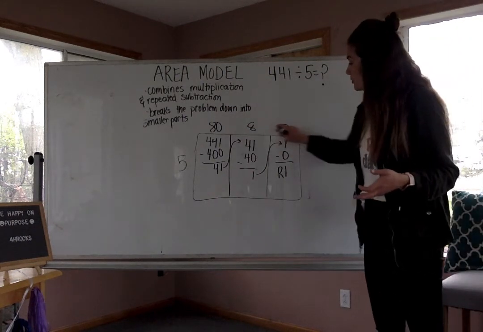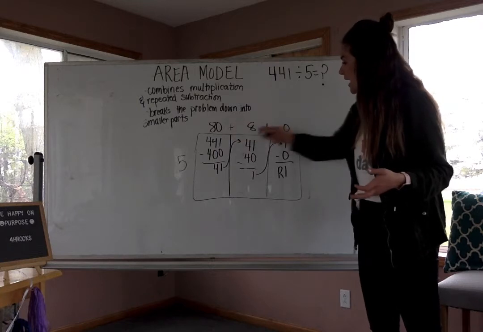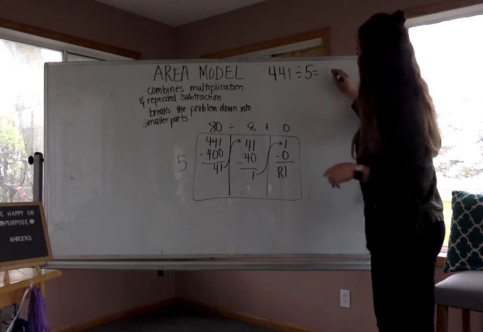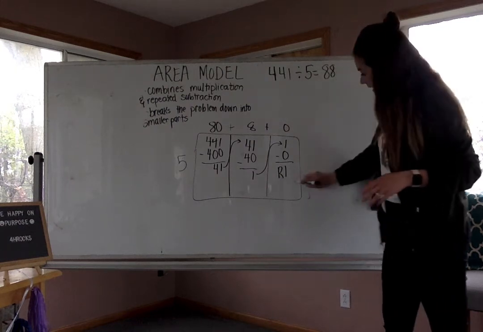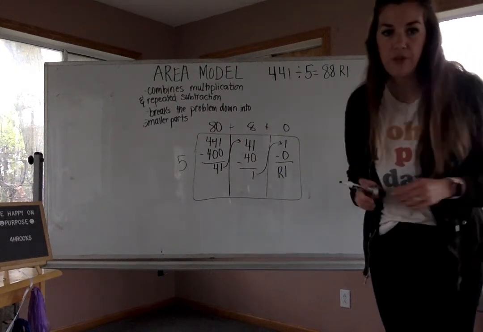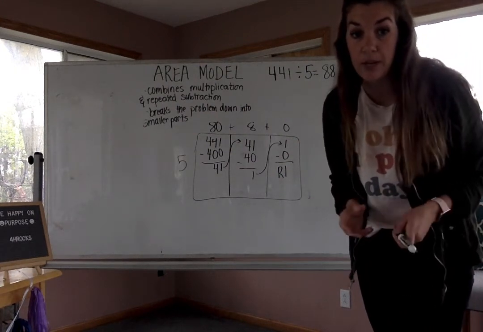Well, all I have to do is add up these partial quotients at the top, 80 plus 8 plus 0, and that gives me 88. And then I put my remainder 1 here. So 441 divided by 5 is 88 remainder 1.